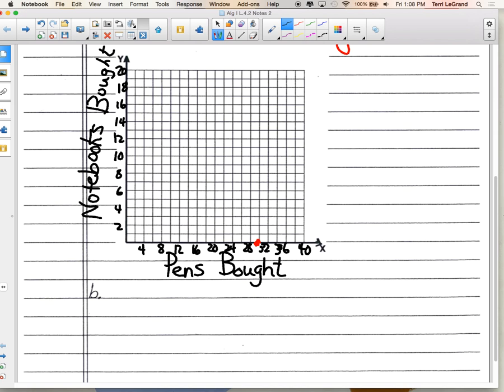Whether you start at 1 and go every other and do the odd numbers, or you start at 2 and go the evens, whatever way, but make sure that it makes sense. And then we're ready to plot our y-intercept, which is (0, 20).